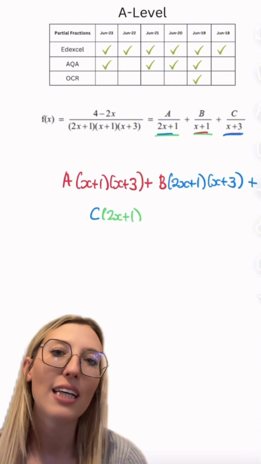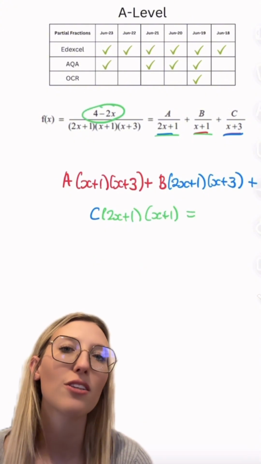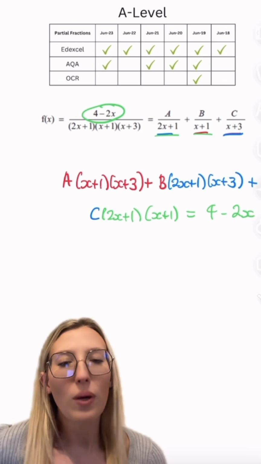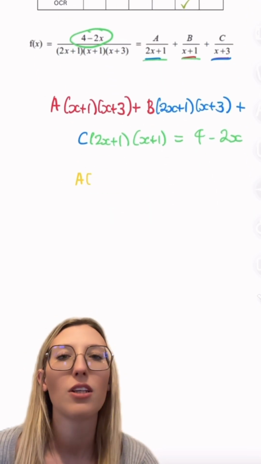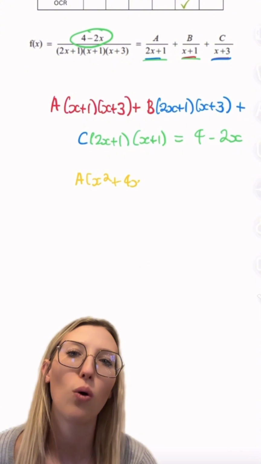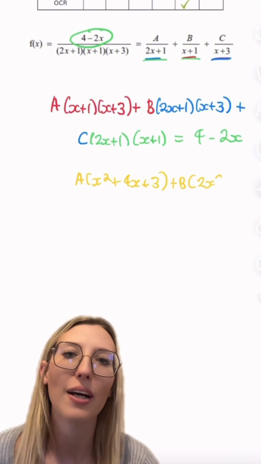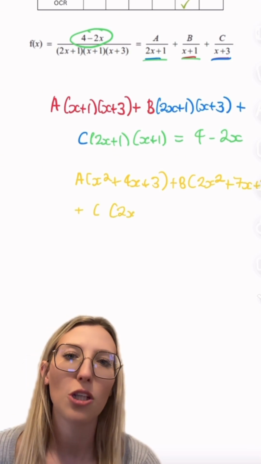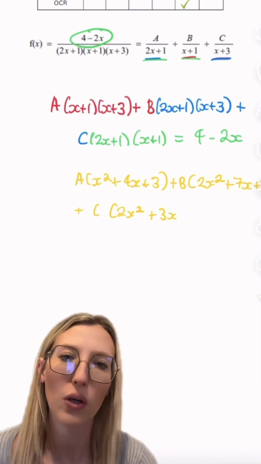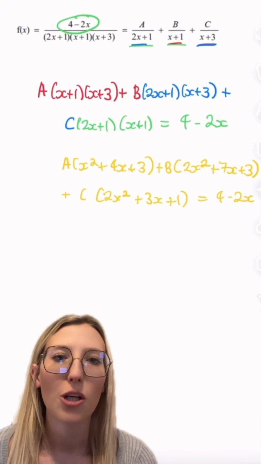So now we've got that, we can say that this is going to equal the numerator, which is our 4 minus 2x. All we now need to do is expand this out. So let's expand out the double brackets to start. So we've got x squared, add 4x, add 3. Then we've got add B, and then inside the brackets we've got 2x squared, add 7x, add 3. And then we've got add C, and inside the brackets we're going to have 2x squared, add 3x, add 1. And again, it equals 4 minus 2x.